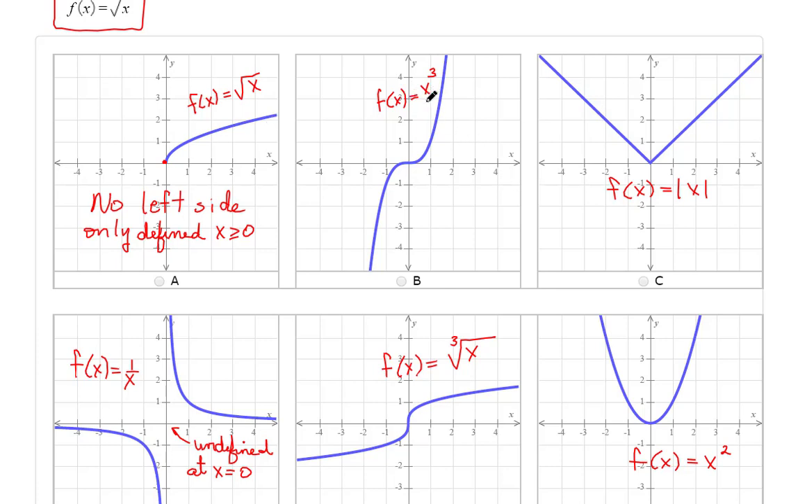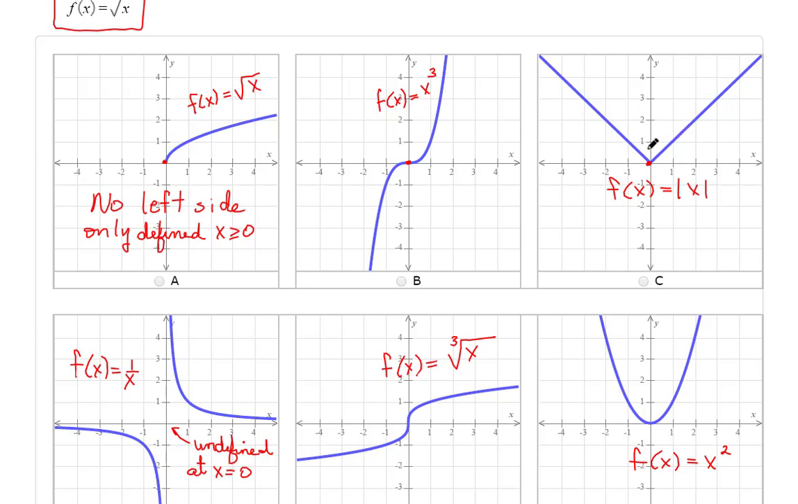X cubed. X cubed looks like a snake. It works its way through the origin. It goes down and snakes its way up and grows. Absolute value of x looks like a V shape. It is a pointy V. It's always above the x-axis because the absolute value is always positive.